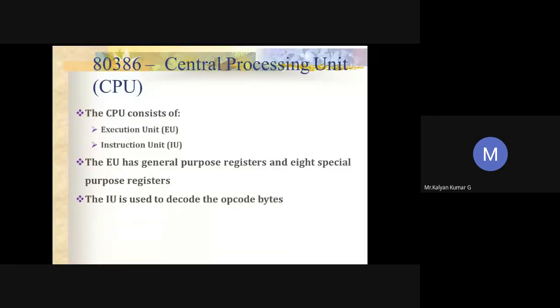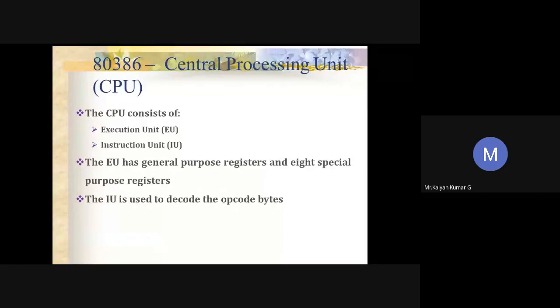The execution unit in the 80386 has 8 general purpose registers, and in addition to these 8 general purpose registers, it also has 8 special purpose registers. We normally use these registers for handling data. If it is a general purpose register, we use it for handling data, and if it is a special purpose register, we use it for calculating your offset address.